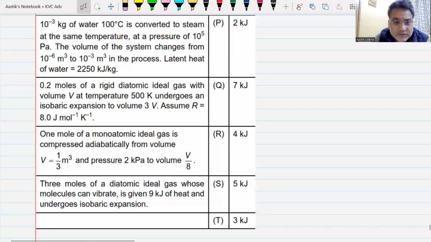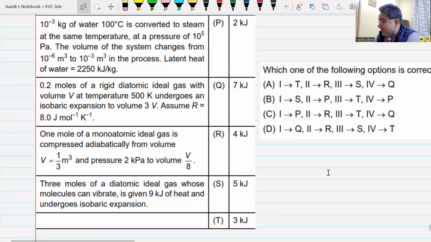This was a match the following question. It had two lists, and then it had various options. Which of the options is correct? As you can see, you don't have to solve the entire question. Remember, JEE, whether it is Main or Advanced, is a test of your speed. Looking at this match the following question, you will imagine that this was a question of 4 marks or 5 marks, and that you will have to solve all the 4 parts.